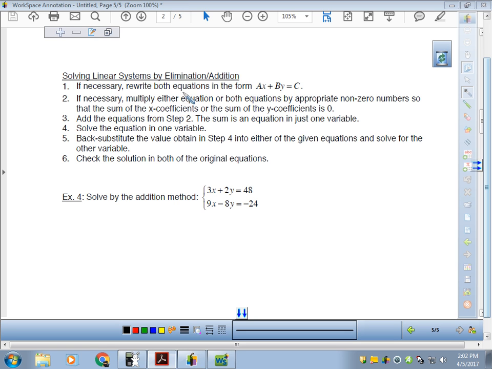Once you have the coefficients set up, step 3 is to add your two equations together. When you do this addition, the sum will be an equation that only has one variable in it. Step 4, solve that equation, figure out what that one variable equals. Step 5, take that answer and back substitute it into either of your equations from the beginning, and that'll get you your other variable. Step 6, remember to check your answers, make sure you're doing it right.